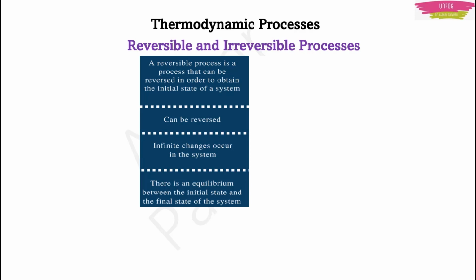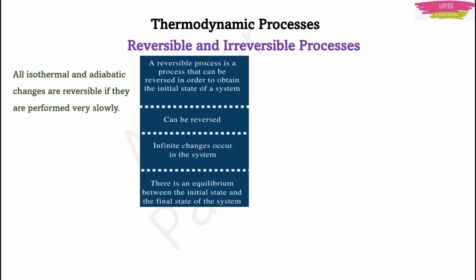Now in this process there is an equilibrium between the initial state and the final state of the system. For example, all isothermal and adiabatic changes are reversible. But then you have to perform them slowly. Then only they will be reversible processes.